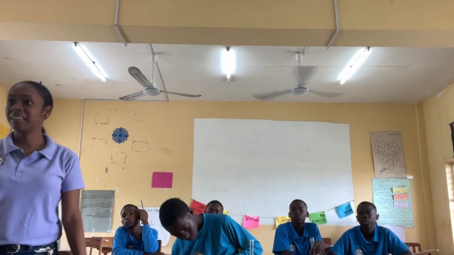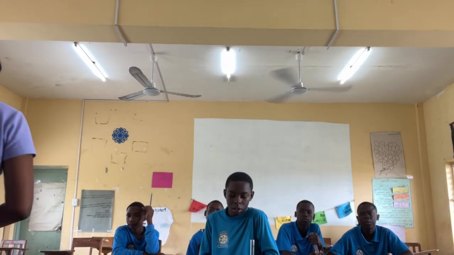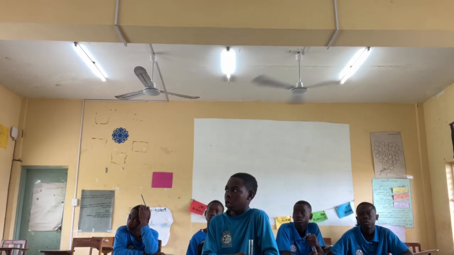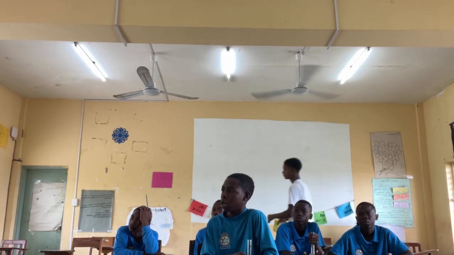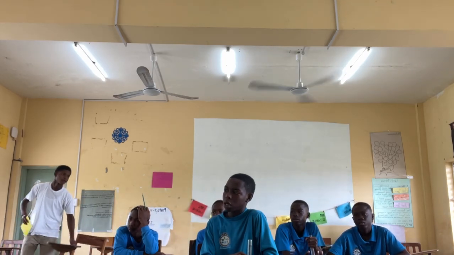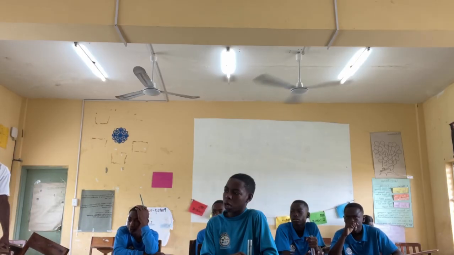Pour the liquid carefully into the measuring cylinder. How do I pour the liquid? Carefully. So you try pouring the liquid carefully, and it goes into my measuring cylinder. Good, nice.